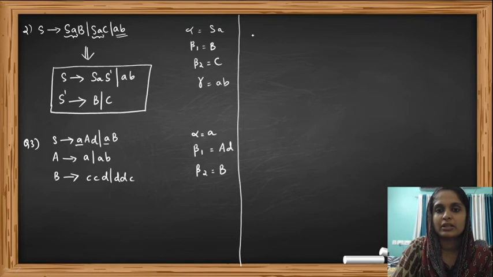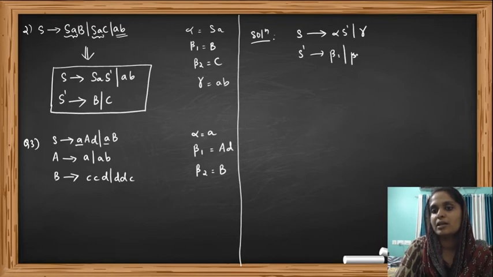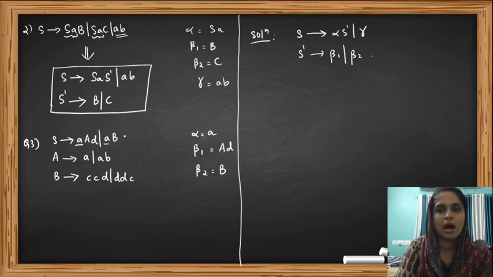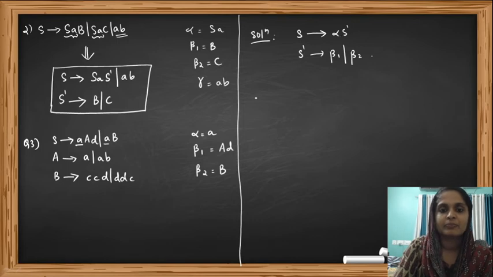I'll write the solution here. Solution for question number 3 is: first production will be converted to S produces alpha S dash bar gamma, and S dash produces beta 1 bar beta 2, right? But here we can see that there are only two terms. There is no gamma term. So we can just eliminate this gamma term from here. Always remember, don't put epsilon here instead of gamma. Okay. So what's the value of alpha? Alpha means A.